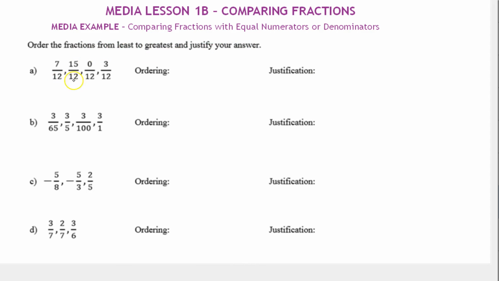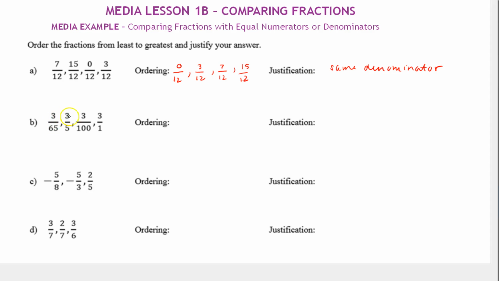In the first example, notice they all have the same denominator. So these are all in twelfths. So the smaller the numerator, since they're all positive, the smaller the fraction. So 0 twelfths, 3 twelfths, 7 twelfths, and 15 twelfths. And for my justification, I'm going to write same denominator. So that's the method I used for comparing them.